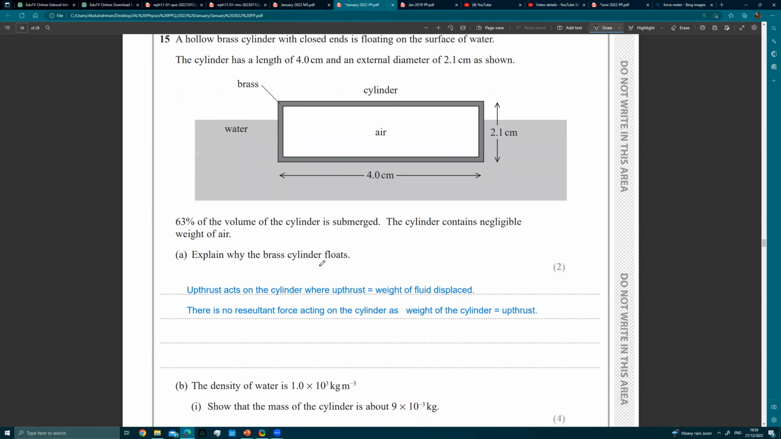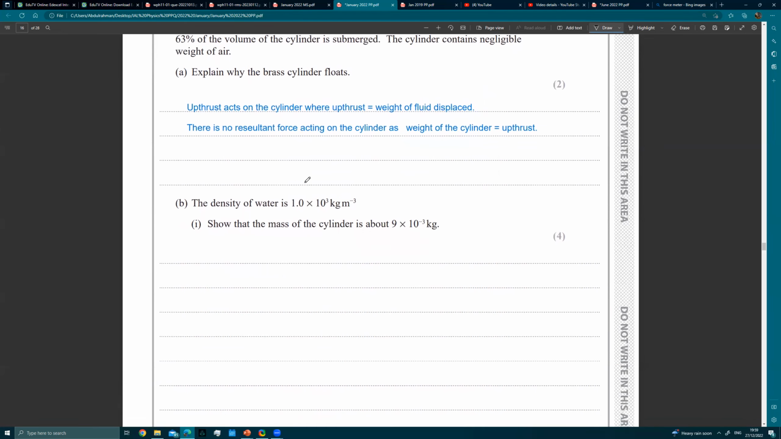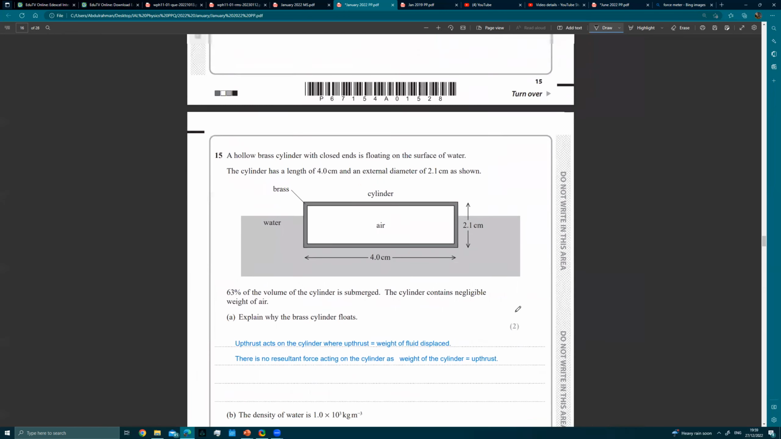So yeah, whether it's floating or suspended as we did previously, or constant velocity, or stationary, or at rest, all these words mean one thing: there is no resultant force. So the upward forces equal the downward forces, or left forces equal right forces, or both. Okay, the density of water is 1,000. Show that the mass of the cylinder is 0.009 kilograms. We will get Asa to do this when he's ready.